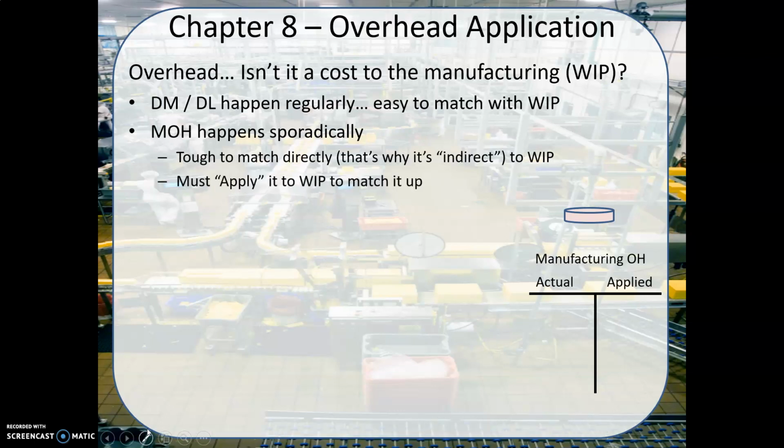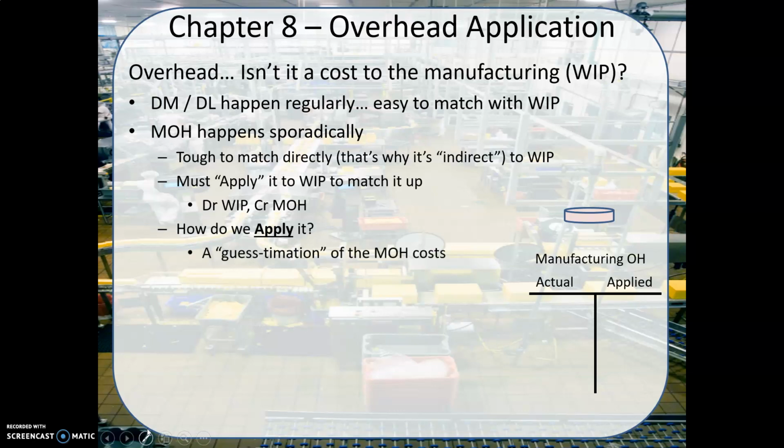And so we're going to estimate or apply it to WIP to match it up. The entry is debit your WIP, credit your MOH, and you can see over there in the bottom right-hand corner, MOH applied is always over on the credit side of MOH. So how do we actually go about applying it? I'll show you an example here in a moment. But it's a guess. It's a guesstimation. Usually you're using historical data and running off of that.